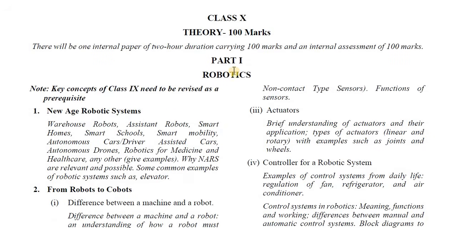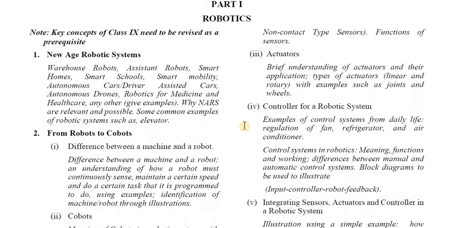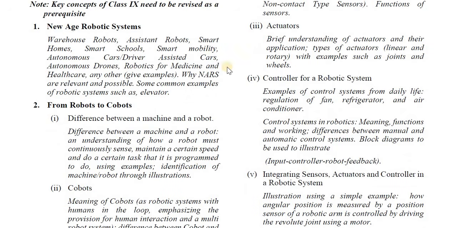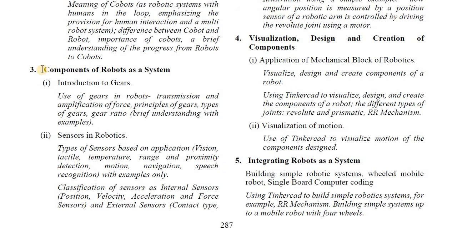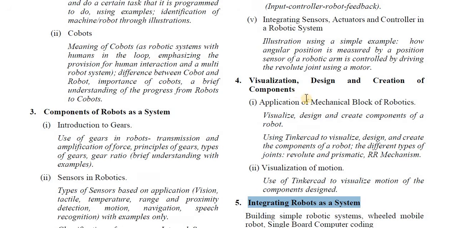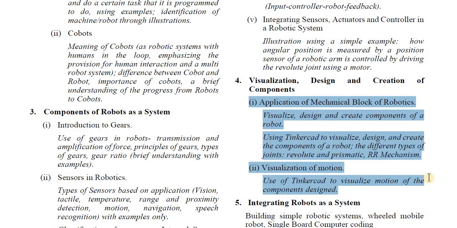So here it is. Part 1 is robotics, and I have already made several videos on chapter 1, new age robotic systems, then chapter 2, robots to cobots, and we even have videos on components of robots as a system, then integrating robots as a system. And today I'll be talking about visualization, design and creation of components. And as you can see, this is the entire syllabus of the ICSE board.